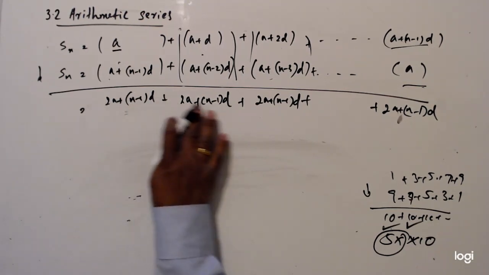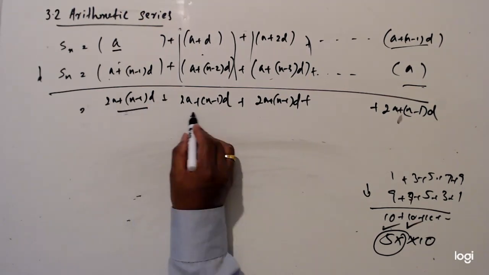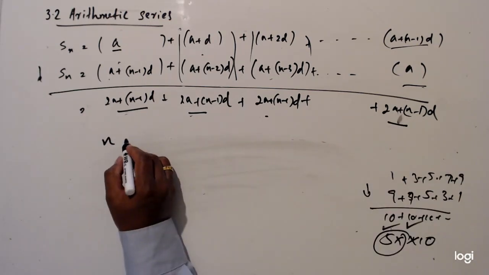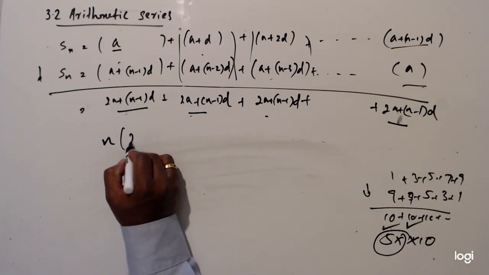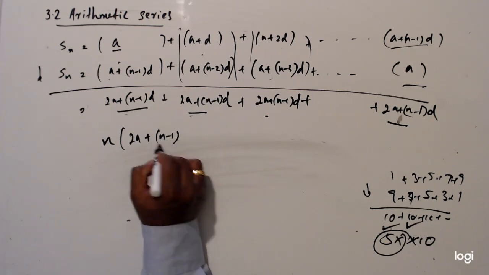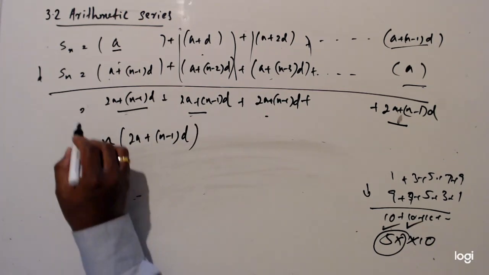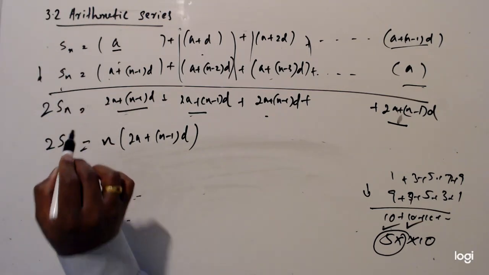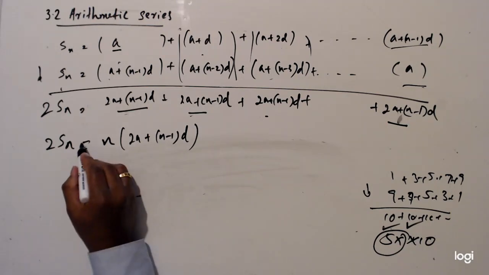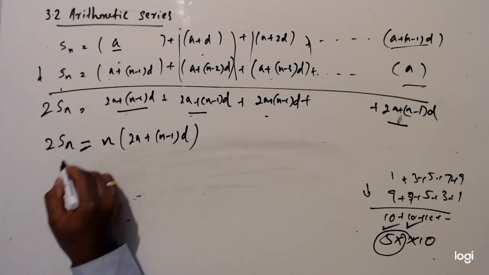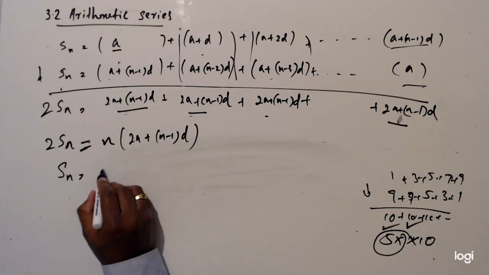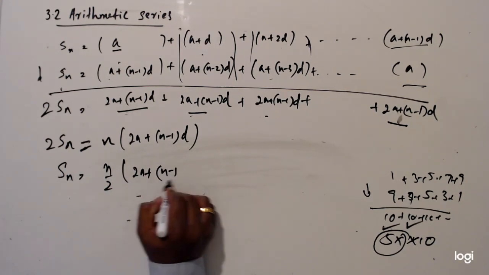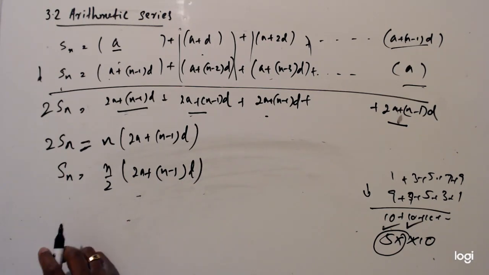Likewise, now how many times do these terms appear? 1, 2, 3, likewise n terms, each 2a plus n minus 1 d. So Sn plus Sn is 2Sn. And we need not 2Sn, we need Sn. So then we divide by 2: Sn equals n divided by 2 times 2a plus n minus 1 times d.